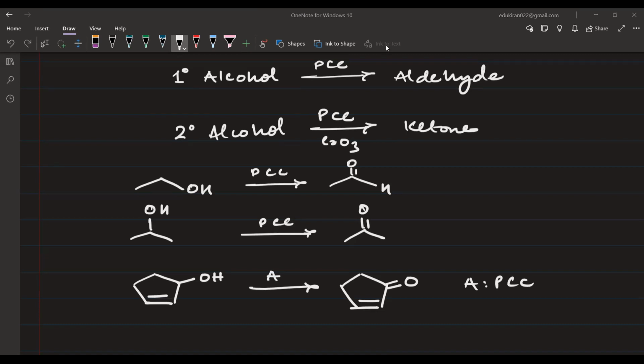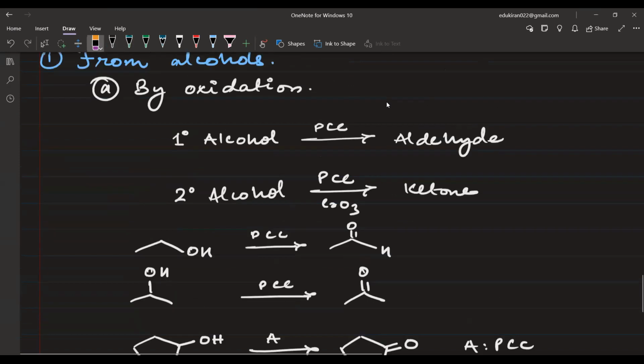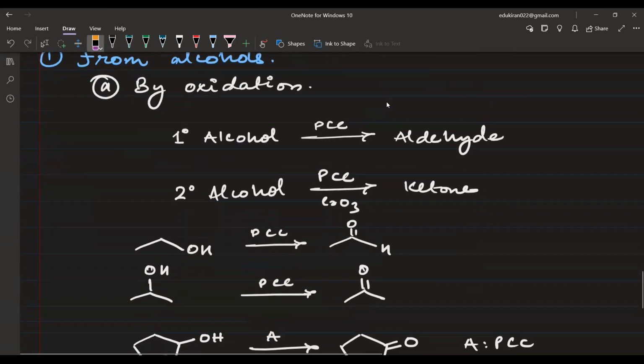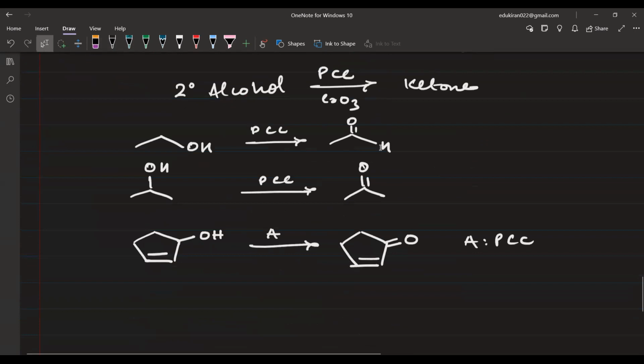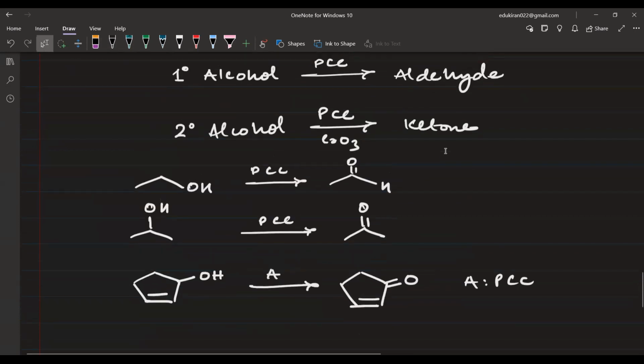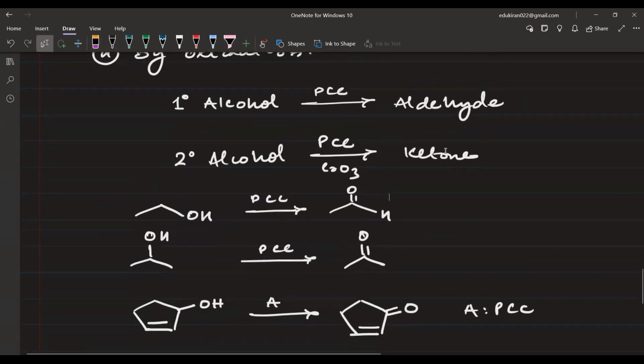To get carboxylic acid, we use strong oxidizing agent with 1 degree alcohol. But since we are not doing a carboxylic acid, we don't need to write that now. Write this quickly.